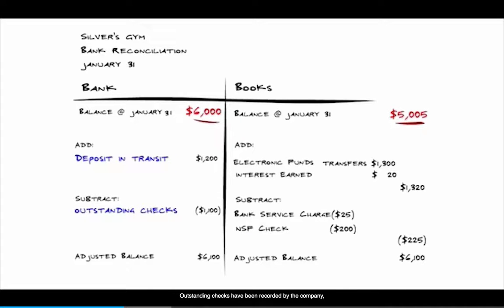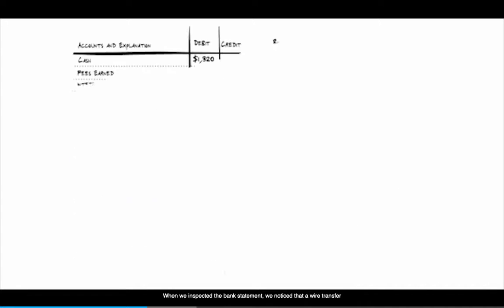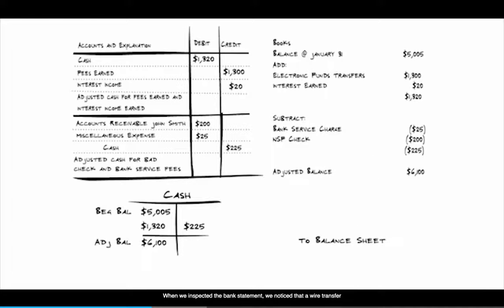Outstanding checks have been recorded by the company, but the bank has not yet paid them. These need to be subtracted from the bank balance, as they represent cash funds already committed to pay vendors. When we inspected the bank statement, we noticed that a wire transfer from a customer was received by the bank, which we had not yet recorded. Therefore, this increase in cash must be added to the book balance.